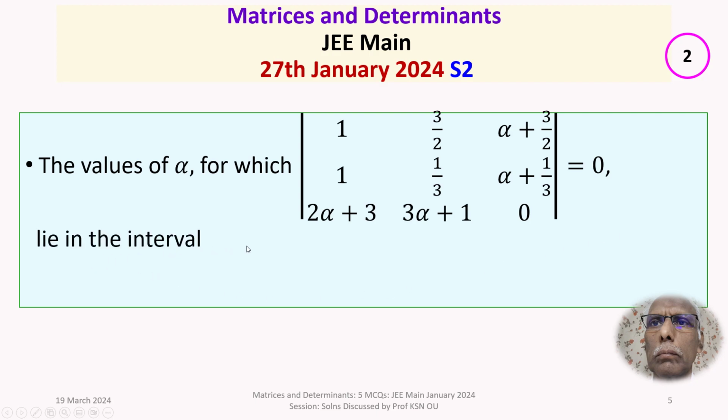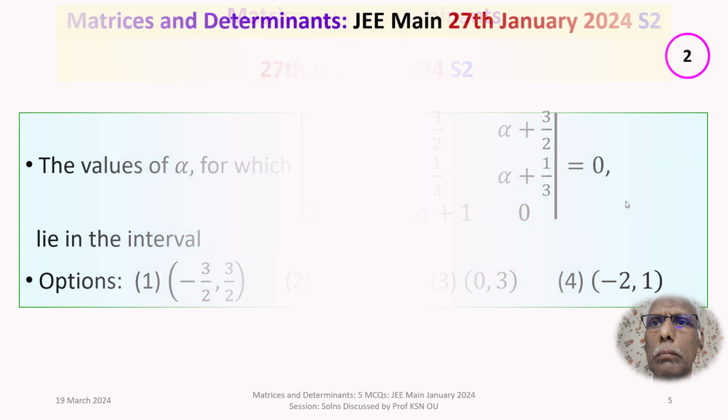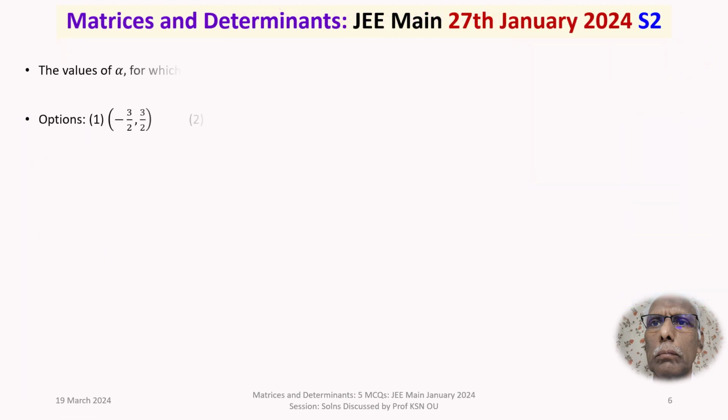Lie in the interval, we are given 4 options. The 4 open intervals have been given, and we have to find out in which interval the alpha lies where this determinant is equal to 0. Let's now discuss the solution of the problem in detail.